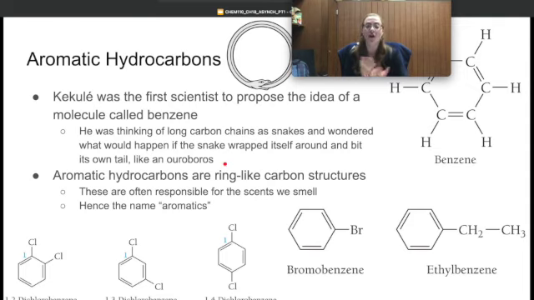Since they are often associated with scents and smell, hence the name aromatics, things that smell good or have strong smells are considered to be aromatic. So we've called this entire category of molecules aromatic hydrocarbons. I've got a bunch of them pictured up here on your screen. However, you can see that their main feature is that cyclic ring. So when you see those ring-like structures, you know you have an aromatic hydrocarbon.